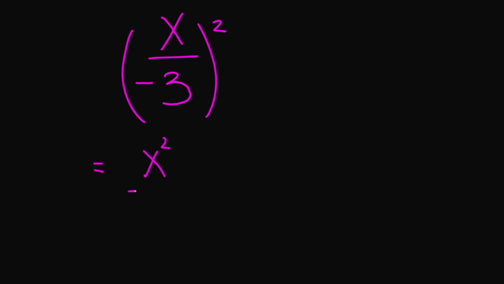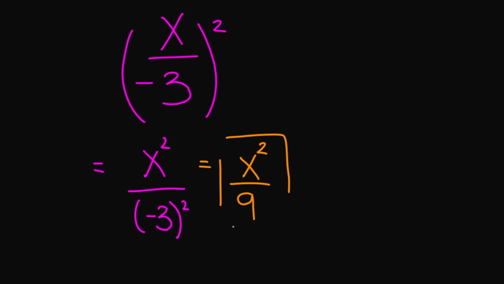What about x over negative 3 raised to the 2nd power? This is going to equal x to the 2nd divided by negative 3 to the 2nd. Negative 3 squared is going to give me a positive 9. Since I cannot simplify any further, my final answer is x to the 2nd over 9.